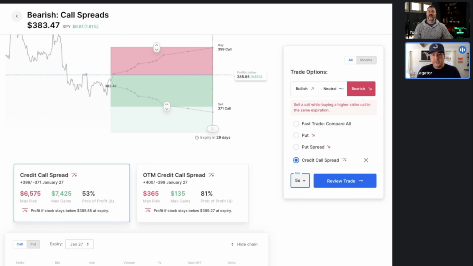But what we wanted to do was not have the commission decide what type of trade strategy you should be doing. We never wanted somebody buying an out of the money call because it would be cheaper commissions than doing a credit put spread or something like that. Right. And so that was important to us.